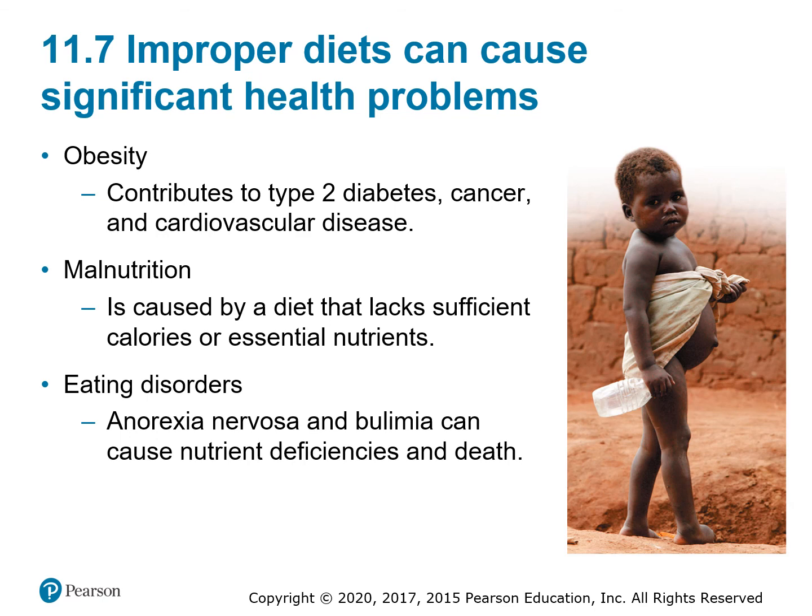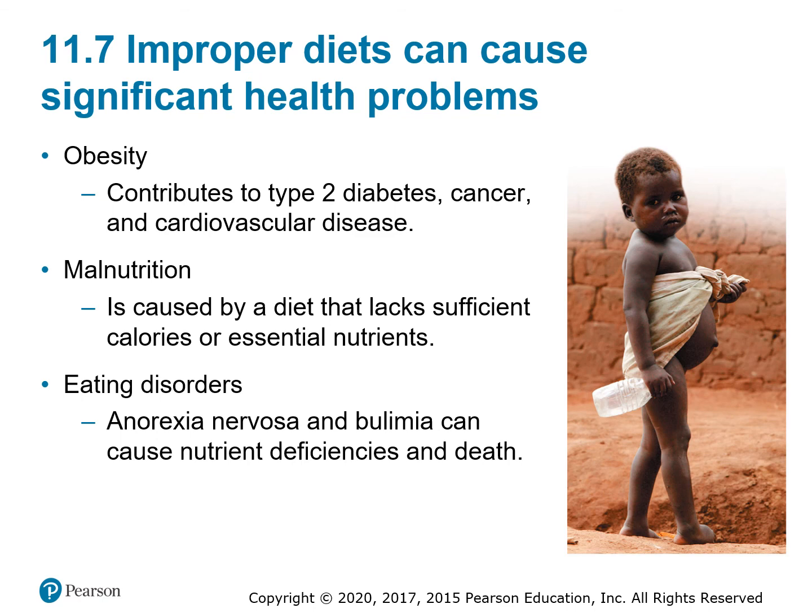Improper diets can also cause significant health problems. So obesity, you probably know the American diet is not kind to us as far as being overweight, and a number of people are overweight in America, and that has repercussions in that it contributes to type 2 diabetes. It increases your risk of cancer and cardiovascular disease.